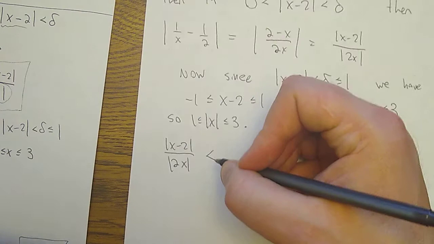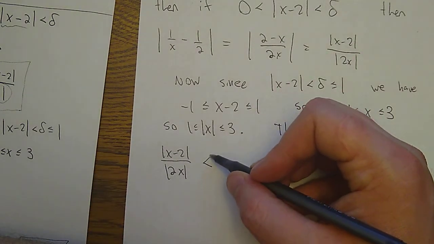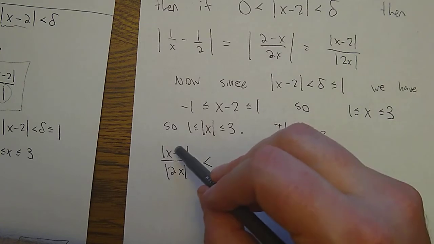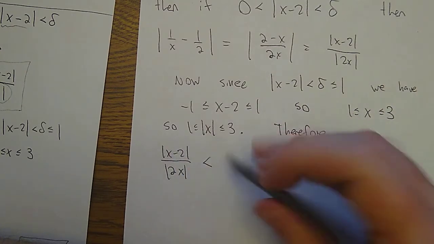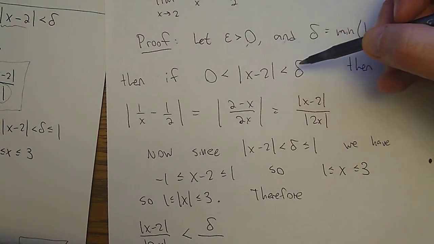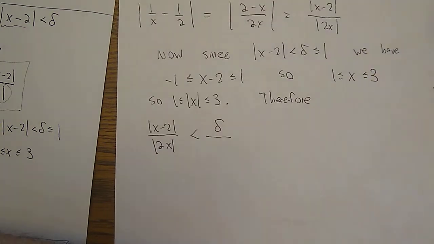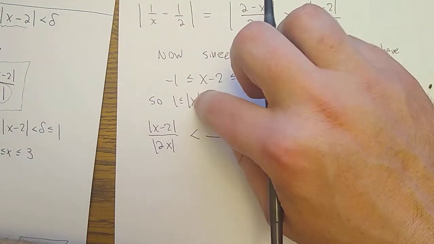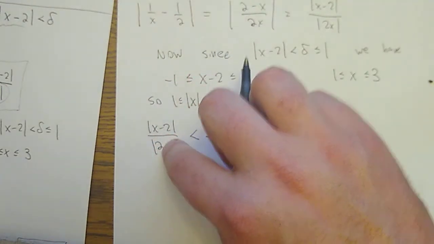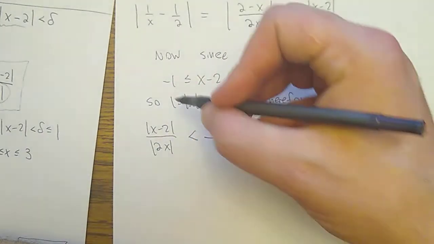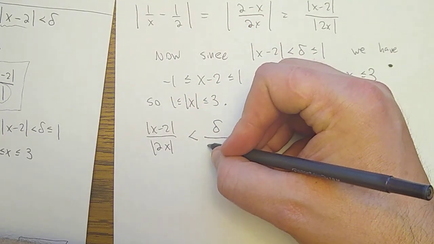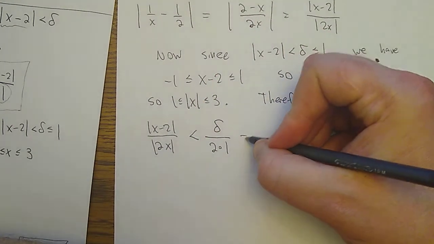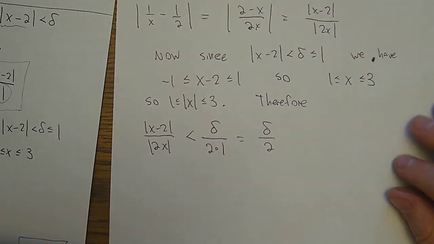is less than, and again, let me emphasize the strictness of this. I'm replacing the top with something strictly bigger than the top, delta, right? x minus 2 is strictly less than delta. The bottom may not be strict, but as long as one of them is strict, then this one is strict. And again, on the bottom, because this is the denominator of the fraction and I want the inequality to go this way, I replace it with this. So I get delta over 2.